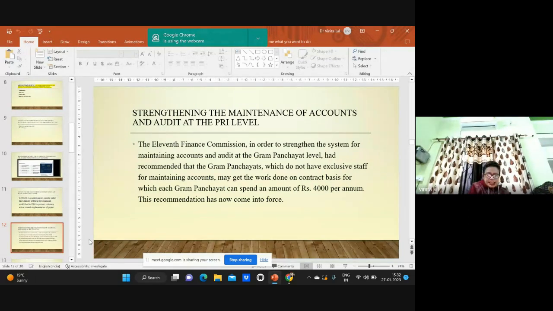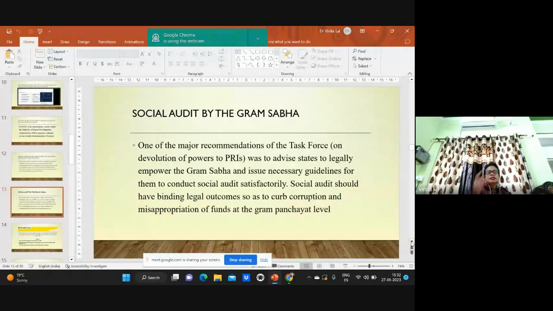States to legally empower the Gram Sabha and also issue necessary guidelines for them to conduct social audits satisfactorily. And social audits should have binding legal outcomes to curb corruption and misappropriation of funds at the Gram Panchayat level. The next slide. This is what I've told you.